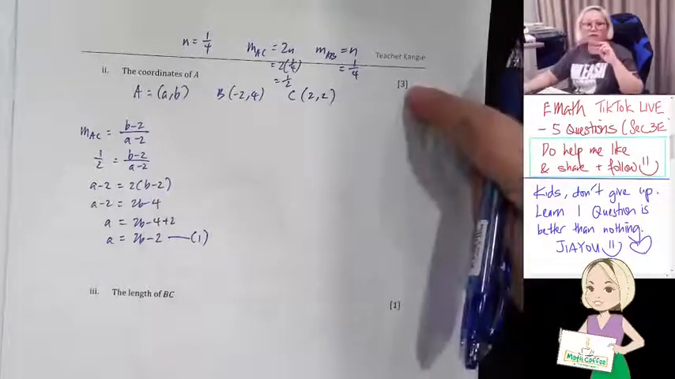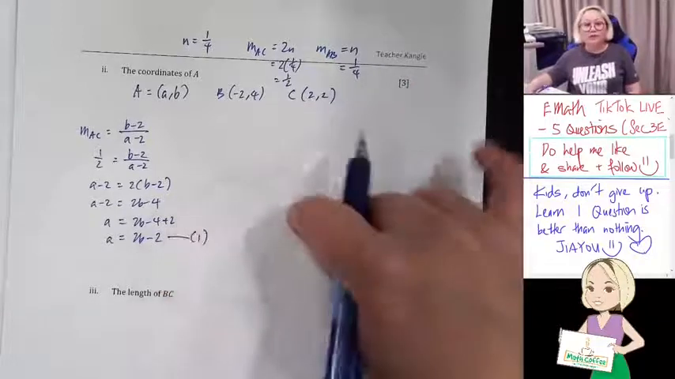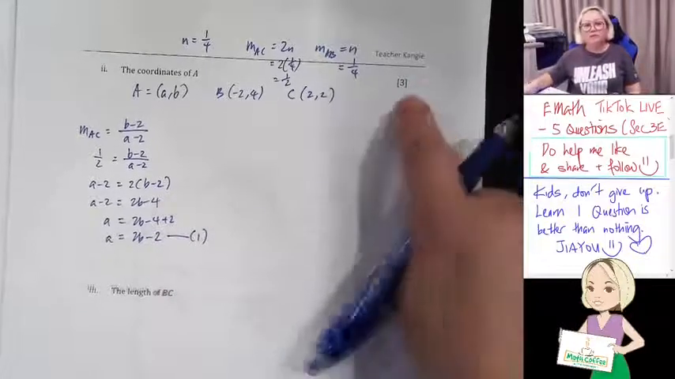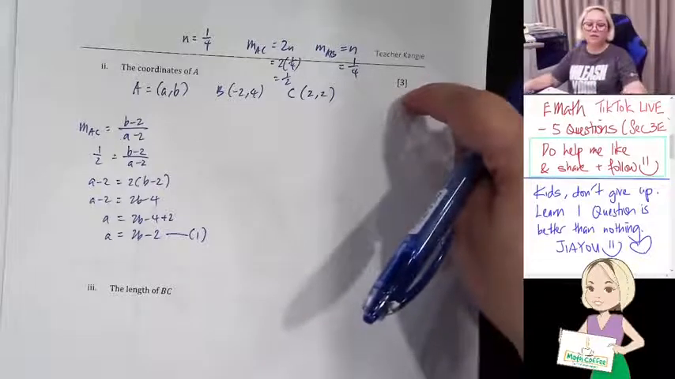No, this is 3 marks. So when I was looking at this question, I knew that I need to do simultaneous. Then I look at the marks, 3 marks. So by doing simultaneous, it makes sense. Agree?